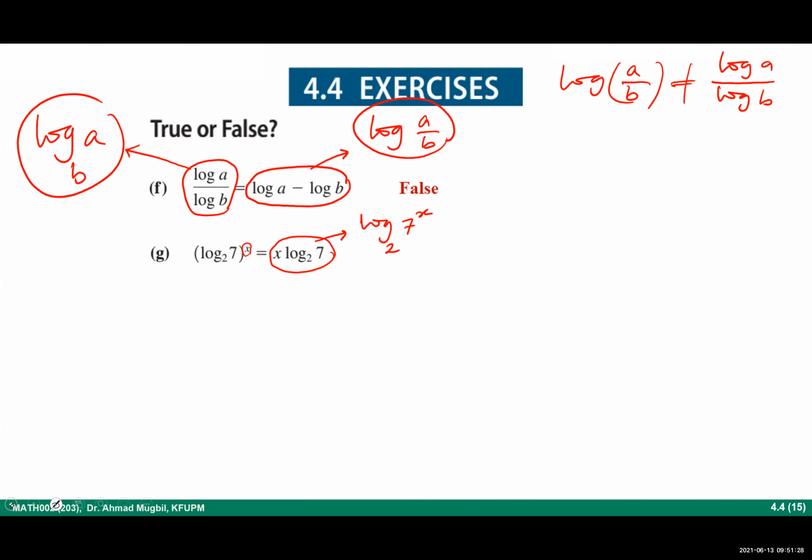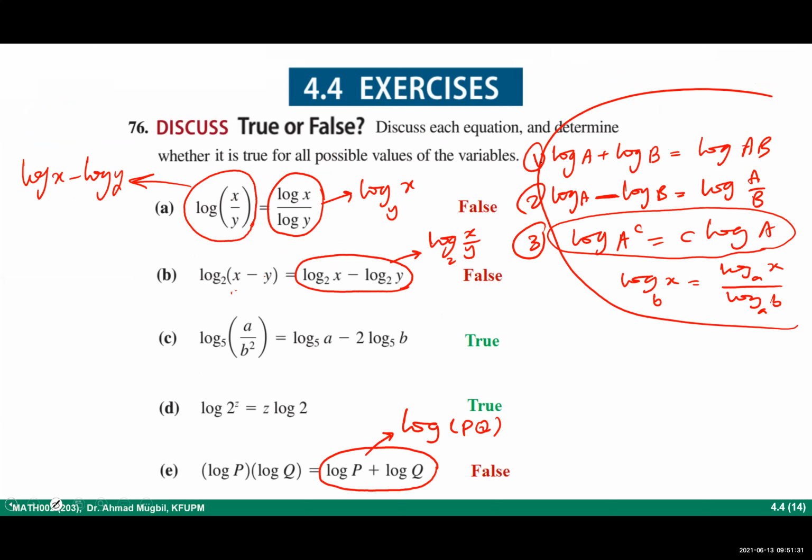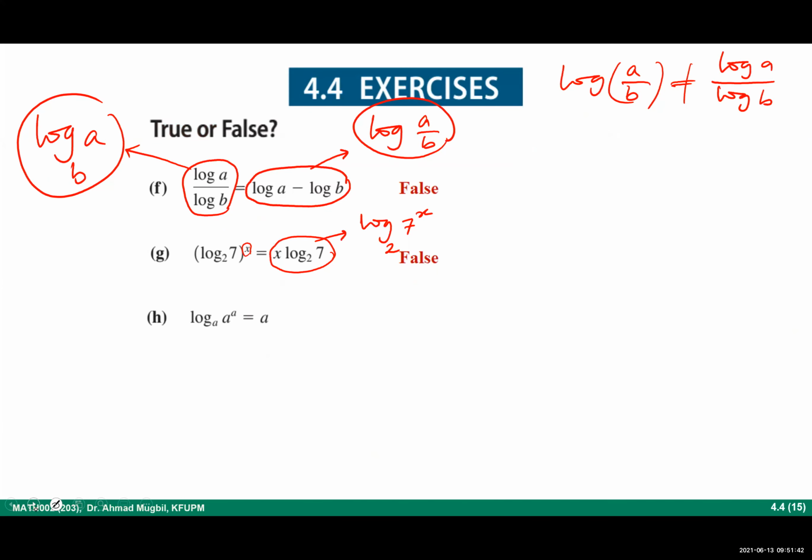No, Sultan, it is not. This is number one, this is two, this is three. This one is for when you have a sum or a difference, this is for a product, this is a quotient, this is a power. No, it is the second one, for the subtraction.